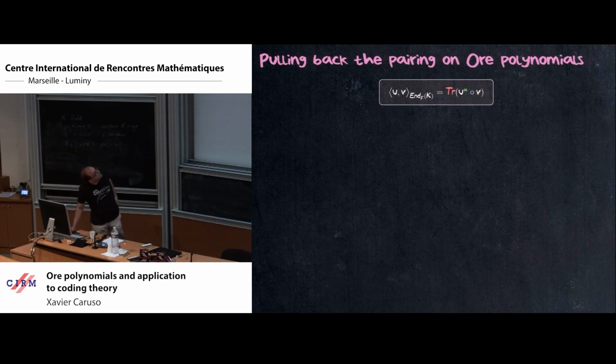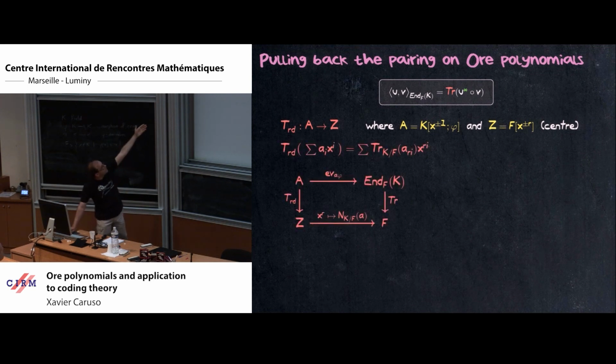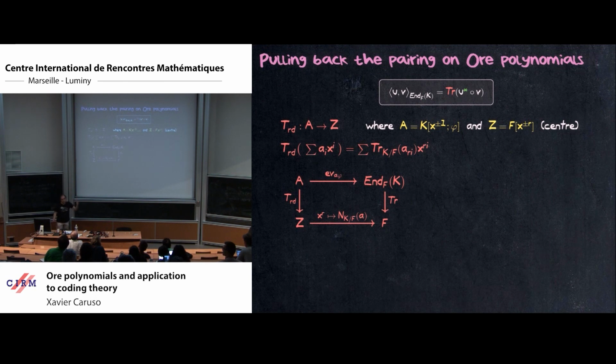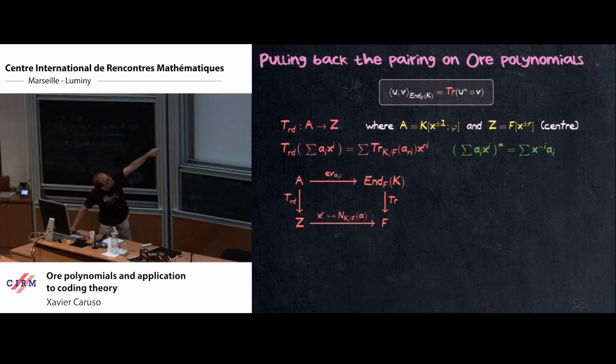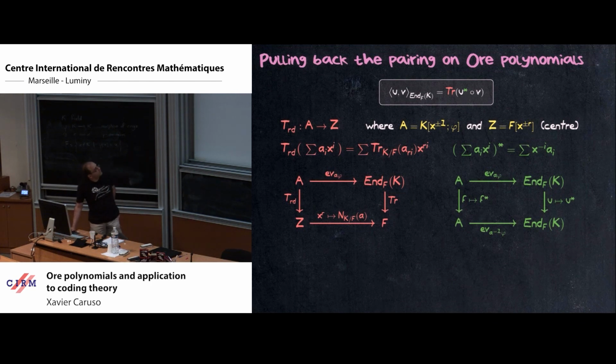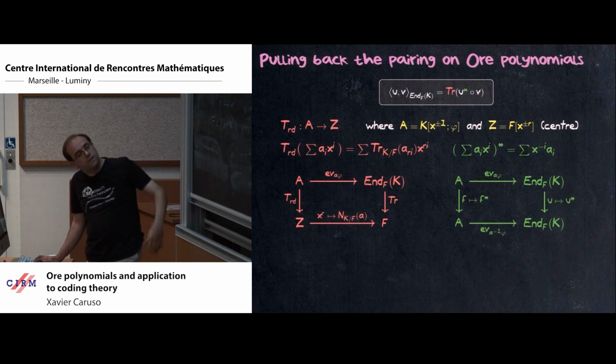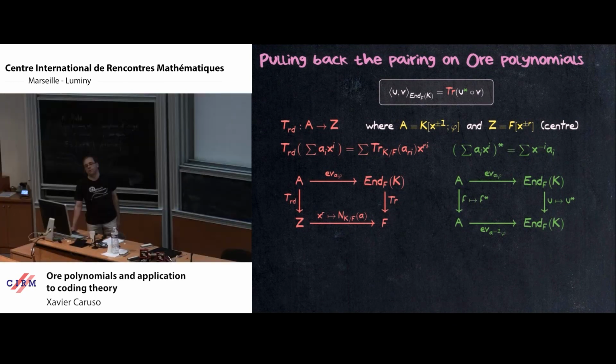You see the trace and the adjoint, and it turns out that they have analogs on array polynomials. For the trace, we have seen that we have the reduced trace here, and it's easy to prove that the reduced trace makes this diagram commute. So after evaluation, the reduced trace becomes a trace. And we define an adjunction on array polynomials by this formula: the adjoint of the sum of a_i x^i is the sum of (x minus y) a_i. After evaluation, this adjunction becomes the adjunction I defined before on the endomorphisms of K.